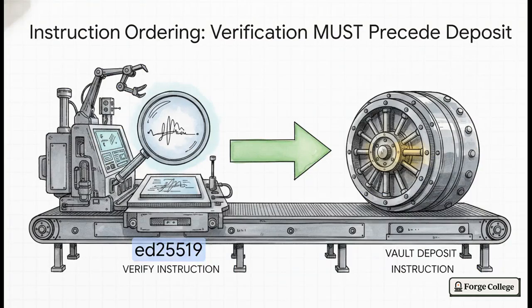All right, let's look at how this builds into the transaction itself. Instruction ordering is incredibly strict here. The ED25519 verify instruction must come before the vault deposit instruction. Why? Because the Solana runtime needs to perform that heavy mathematical signature verification first. If the signature is invalid, the transaction just halts immediately. That saves compute resources and ensures our vault logic only ever runs for fully 100% authenticated intents.